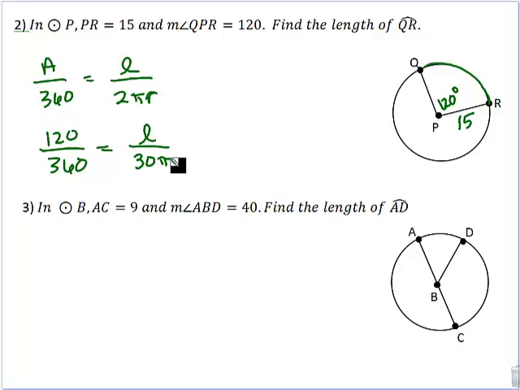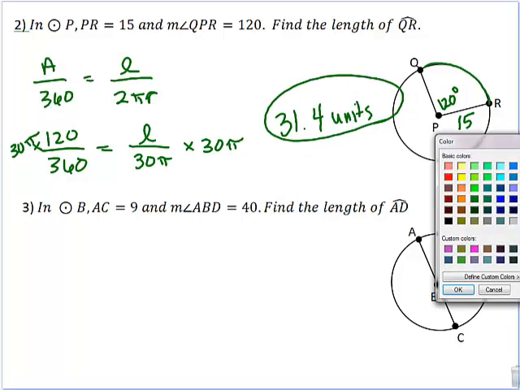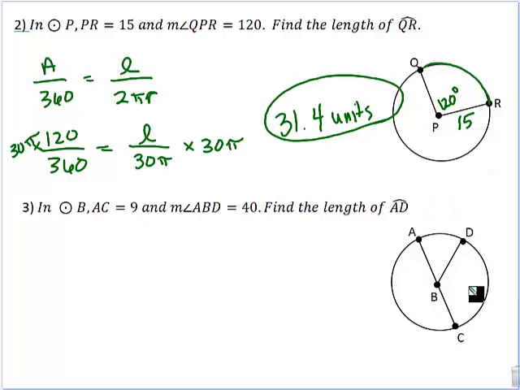How would we get arc length alone? How would we get the L alone here? Times by what? Yeah, just times by 30 pi. So we just have to take 120 over 360 and then times it by 30 pi. Let's go to the nearest tenth, 31.4. And we weren't given anything here, so I'll just call it units. Is that okay? Okay, so let's look at the next one.